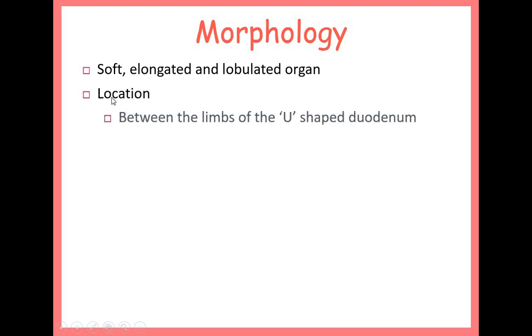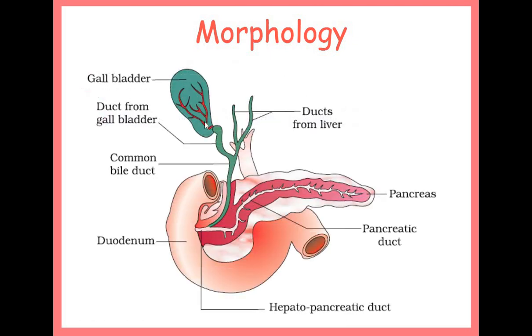As you all know that it is located between the limbs of a U-shaped structure of intestine. You can also call it a C-shaped structure, right? C or a U-shaped structure, that is called as a duodenum, the first part of the small intestine. So here you can just see that this is the initial part of small intestine, C-shaped or a U-shaped structure, and in between that you find this structure which we refer as a pancreas.